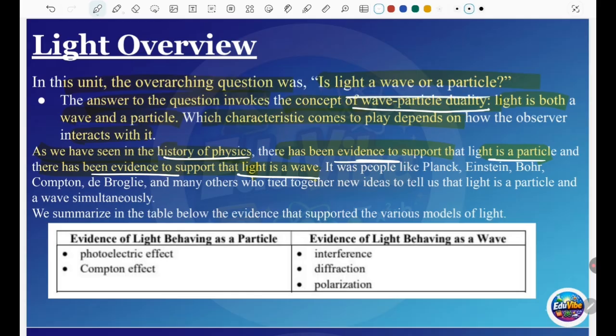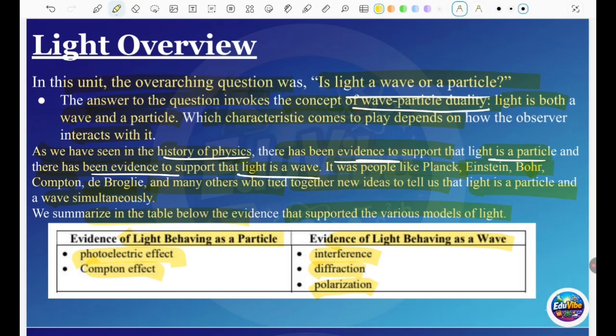This is duality. It was Planck, Einstein, Bohr, de Broglie, and many others who tied together new ideas to tell us that light is a particle and a wave simultaneously. To summarize, the table below shows the evidence we have. For light behaving as a particle, we already covered the photoelectric effect and the Compton effect. For light behaving as a wave, we have interference, diffraction, and polarization. These all tell us that light behaves as a wave.